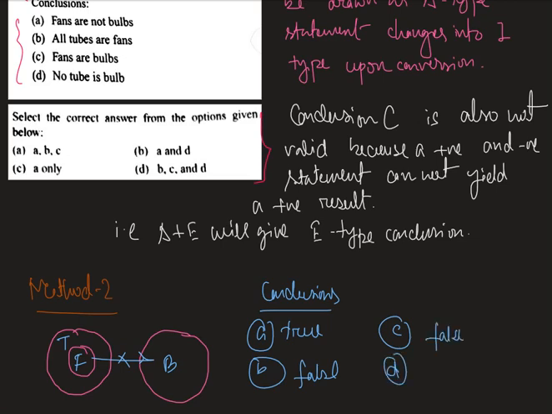And the last one, no tube is bulb, is correct. As we can see from the picture that there is no connectivity between tube and bulb, therefore no tube is bulb. Therefore the correct options are A and D, hence we can say that B is the correct answer.